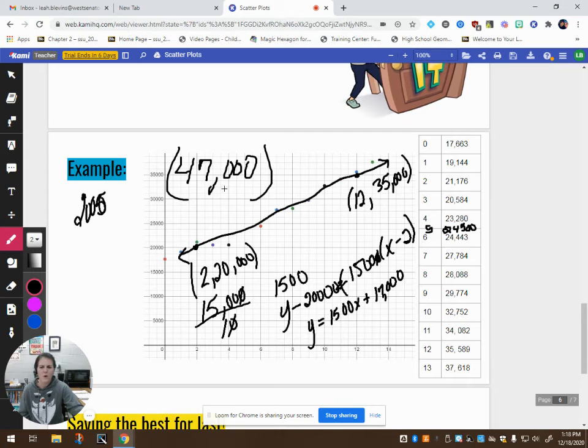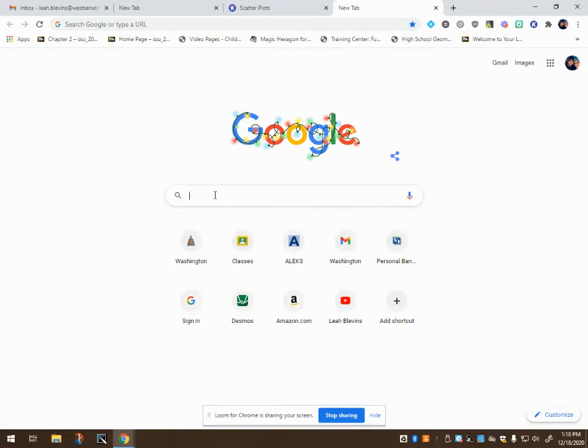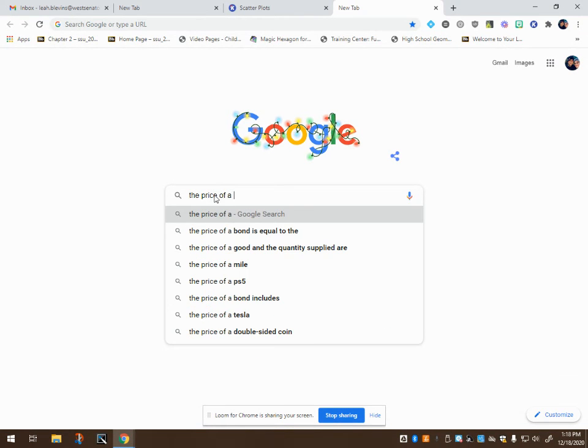By the way, what was this prediction called for 2020, remaining outside? It was on the outside of our data. So this was called extrapolation, right? This 2005 was finding a value inside our data. So that was interpolation. But this is called extrapolation. And just for the fun of it, let's just Google what is the price of a jet boat.